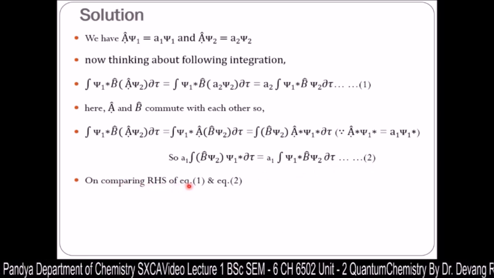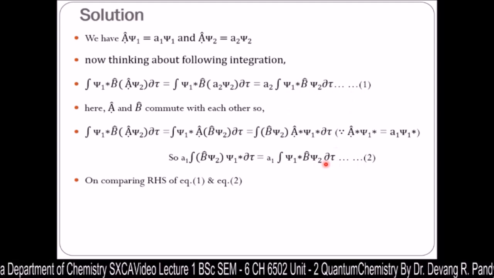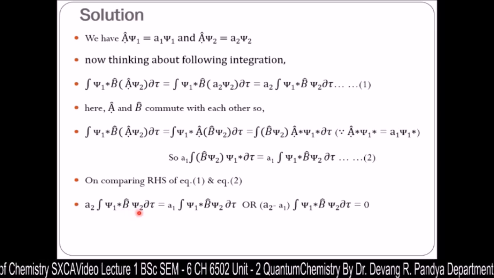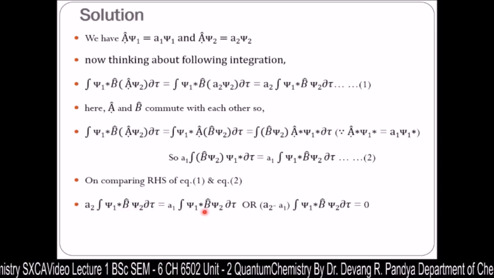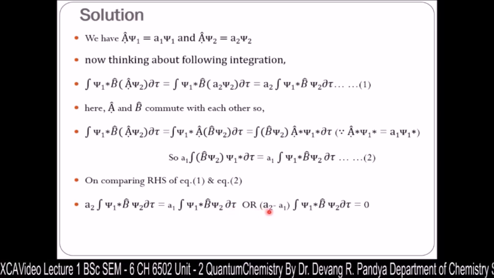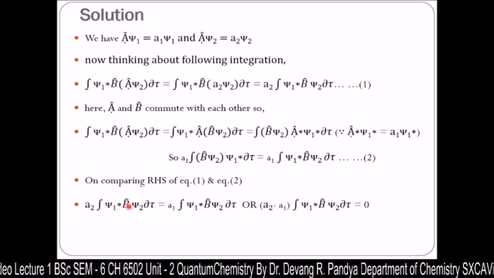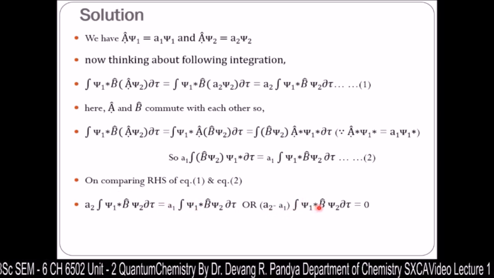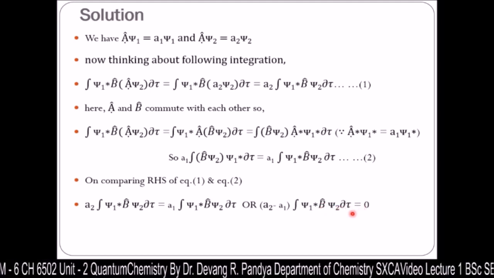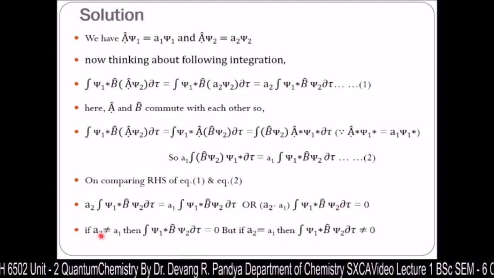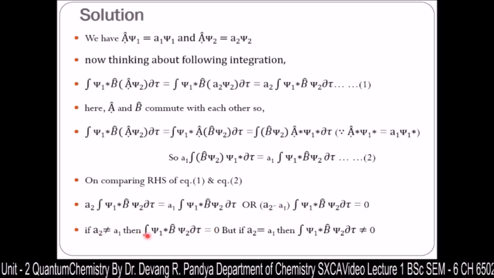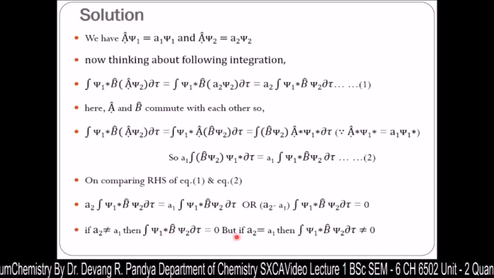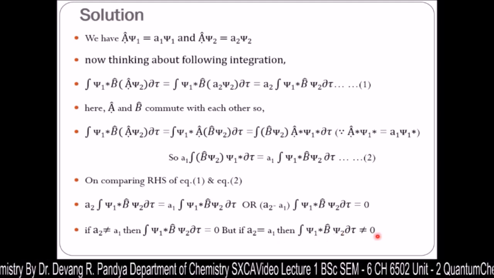On comparing the right hand side of equation 1 with equation 2, we get the Hermitian kind of relation. A2 psi 1 star B psi 2 d tau is equal to a1 psi 1 star B psi 2 d tau, or a2 minus a1, when we keep this to this side, we'll get a2 minus a1 integration psi 1 star B psi 2 d tau is equal to 0. If a2 is not equal to a1, then integration psi 1 star B psi 2 d tau is 0. But if a2 is equal to a1, then this is not 0.